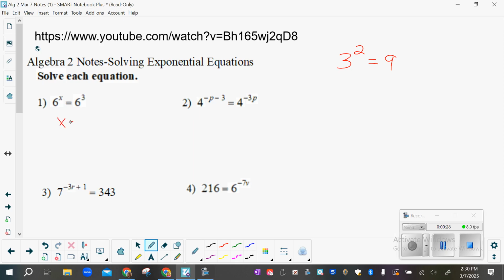Aiden, so then we can take those bases away if they're the same, and then we can set the exponents equal to each other. So x is equal to 3. Does that make sense? Yeah.